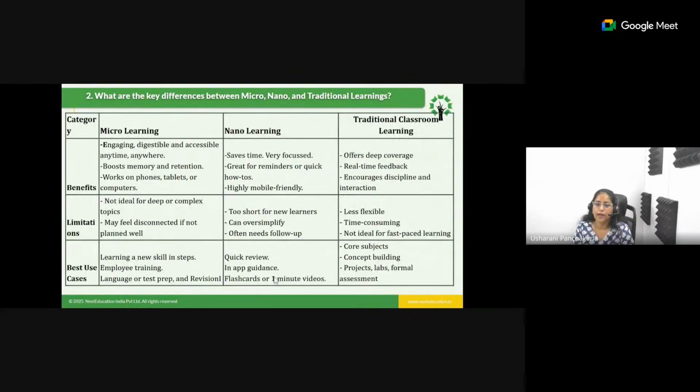So coming to the next one is regarding the benefits. When I say micro learning, it is more engaging and digestible. The reason is you will be able to interpret and register that content, and access it anytime, anywhere on your mobiles, because it's of less capacity. It's not in GBs, it is in MBs or KBs. Then it boosts memory and retention. That is the main advantage of this. It works on phones, tablets, or computers. So that is about the benefits of micro learning.